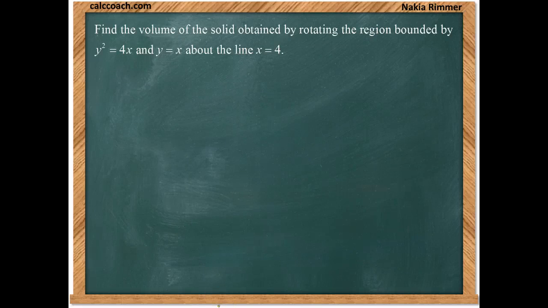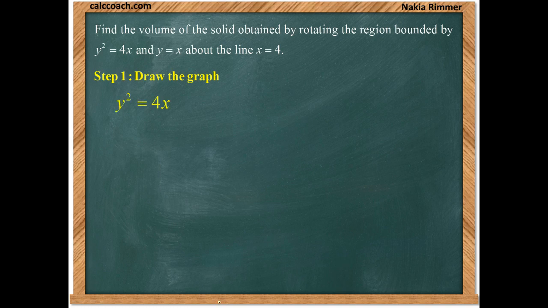Find the volume of the solid obtained by rotating the region bounded by y squared is 4x and y is x. And this is going to be rotated about the line x equals 4. First step in the process is to draw the graph.